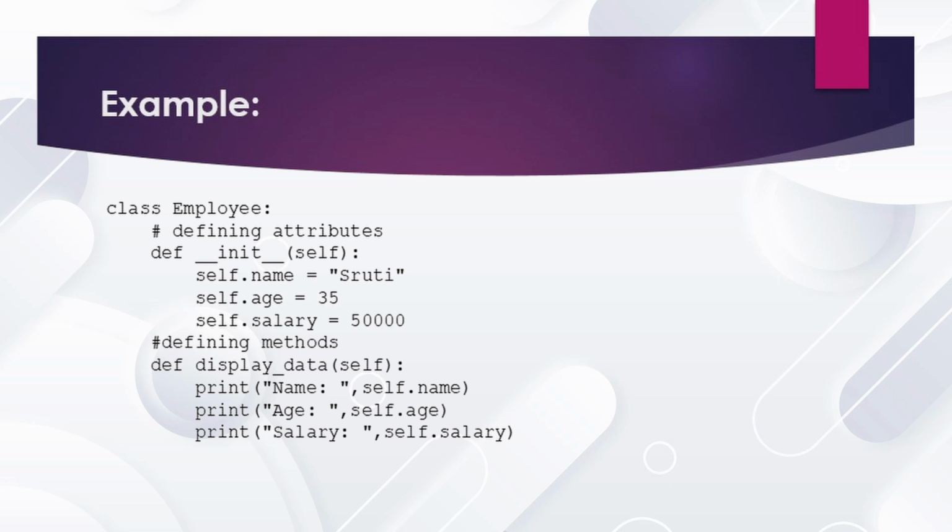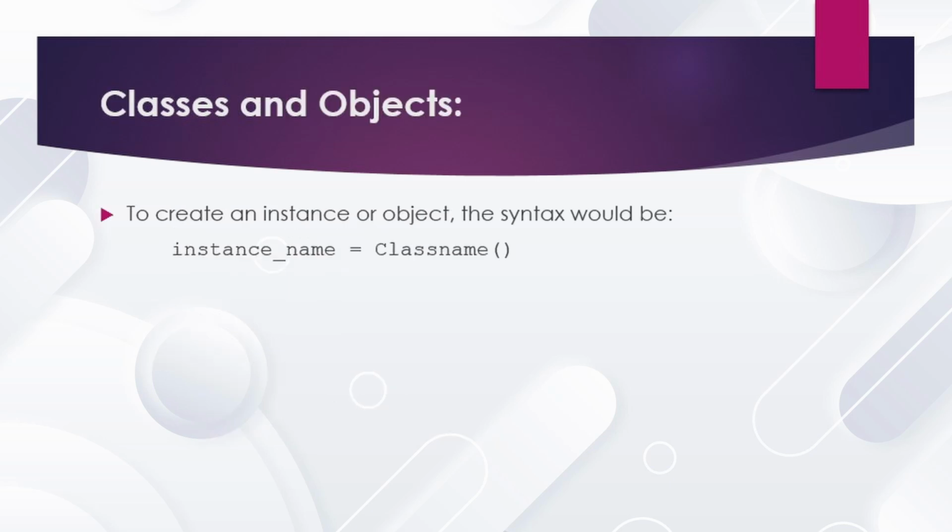The keyword self refers to the current instance of the class. To access instance variables, we use the dot operator with the self, such as self.name, self.age, and self.salary. The display data method takes self as a parameter and uses it to access and display the values of the instance variables. To create an instance or object, the syntax would be instance name is equal to class name.